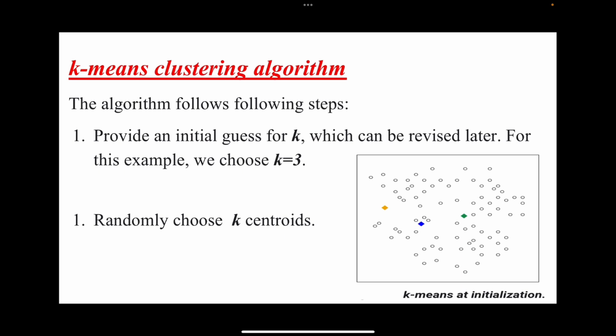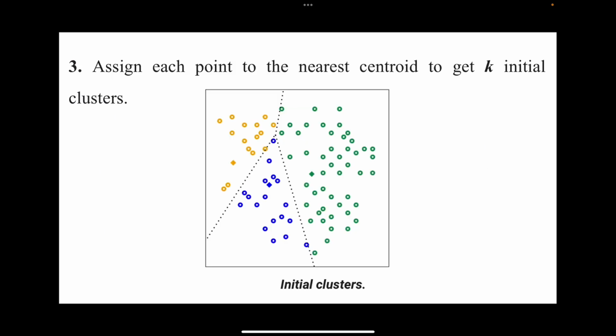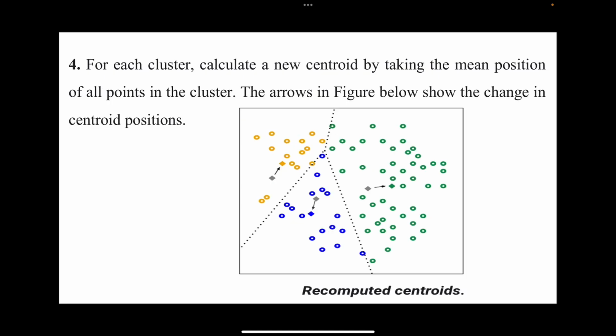Now coming to the K-means clustering algorithm. Basically there are 6 steps in this algorithm. In the first step, we need an initial guess for k, which can be revised later. In this example, we have taken k equal to 3. In the second step, we choose k different centroids in the data points randomly. In the third step, we assign each point to the nearest centroid to get k initial clusters. In the fourth step, for each cluster, we calculate a new centroid by taking the mean position of all the points in the cluster.